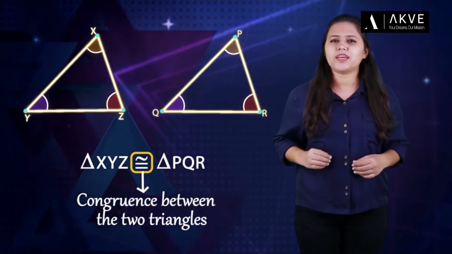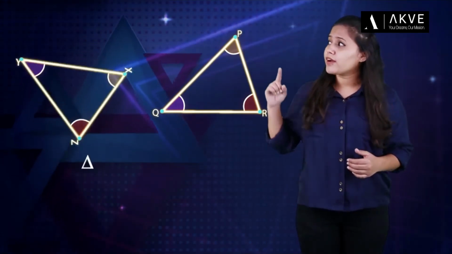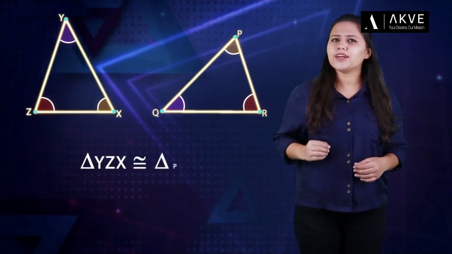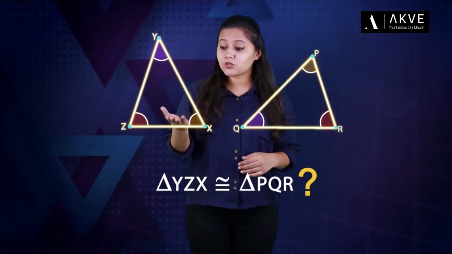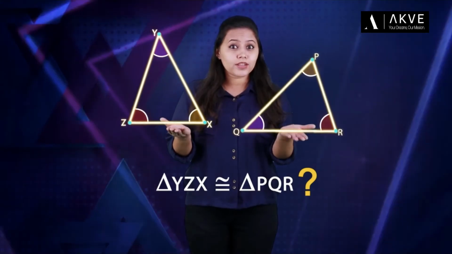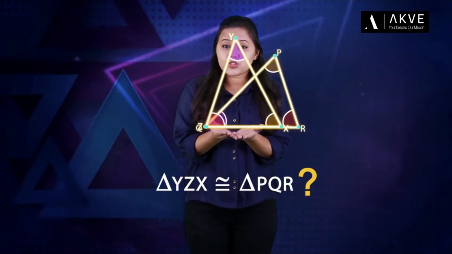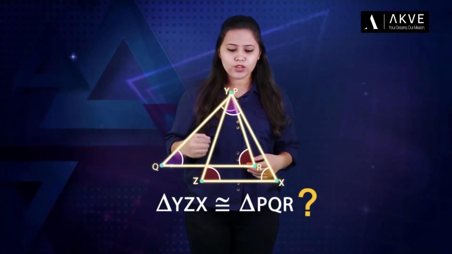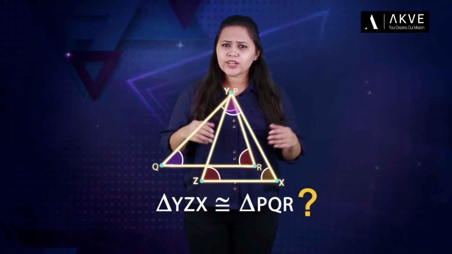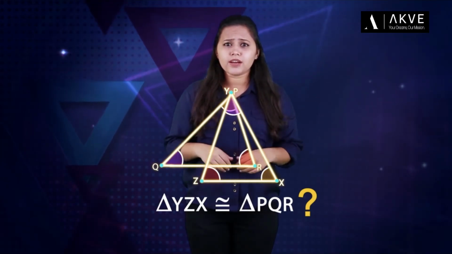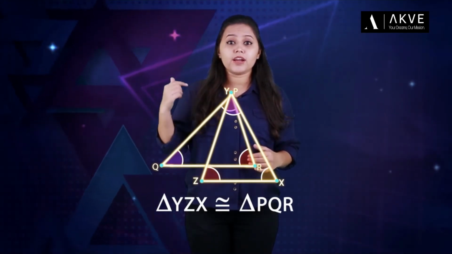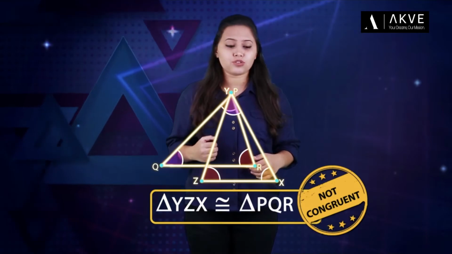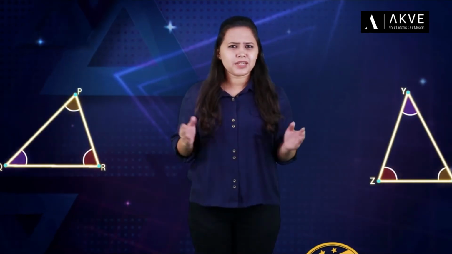Now tell me one thing. Can we say that triangle YZX is congruent to triangle PQR? Let us see. Let's place the triangle YZX over the triangle PQR such that the vertex Y lies over the vertex P. Wait a minute. Both these triangles do not cover each other. So we cannot say that triangle YZX is congruent to triangle PQR.